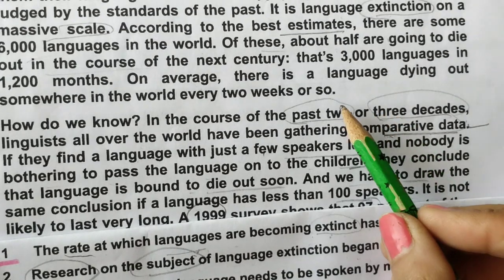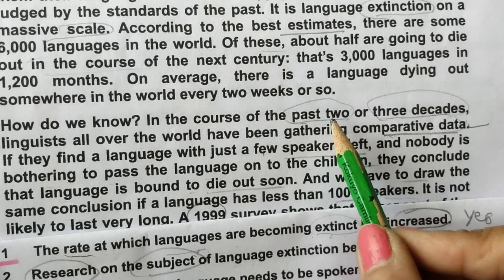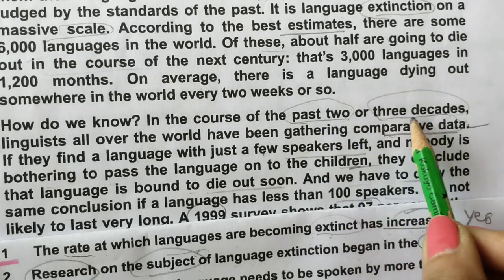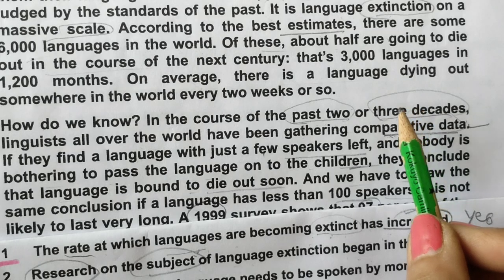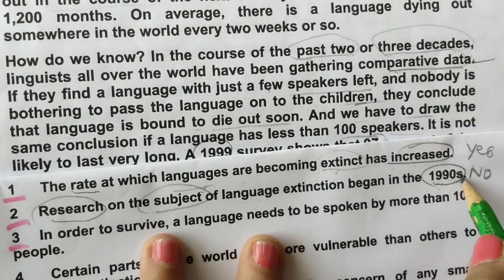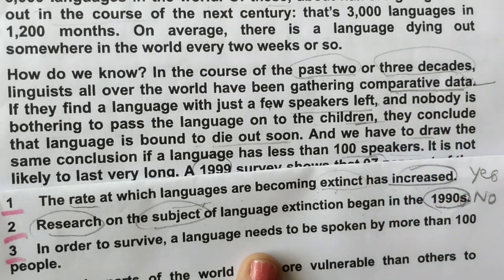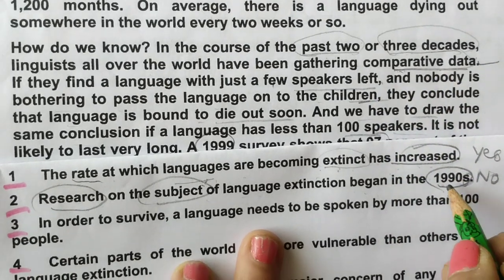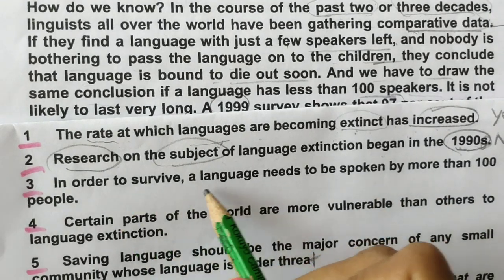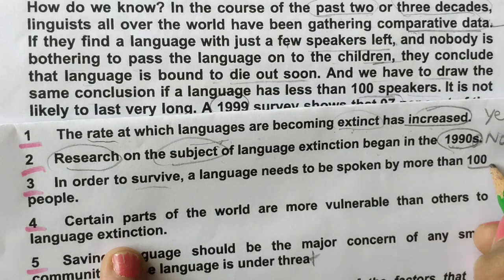If you take 2024 today, past 2 decades means 2004, and 3 decades means 1994. But exact 1990s, we can't say exactly. Whatever is written in front of our eyes, we will just believe that. Simple thing. 1990s, no. In order to survive, a language needs to be spoken by more than 100 people.